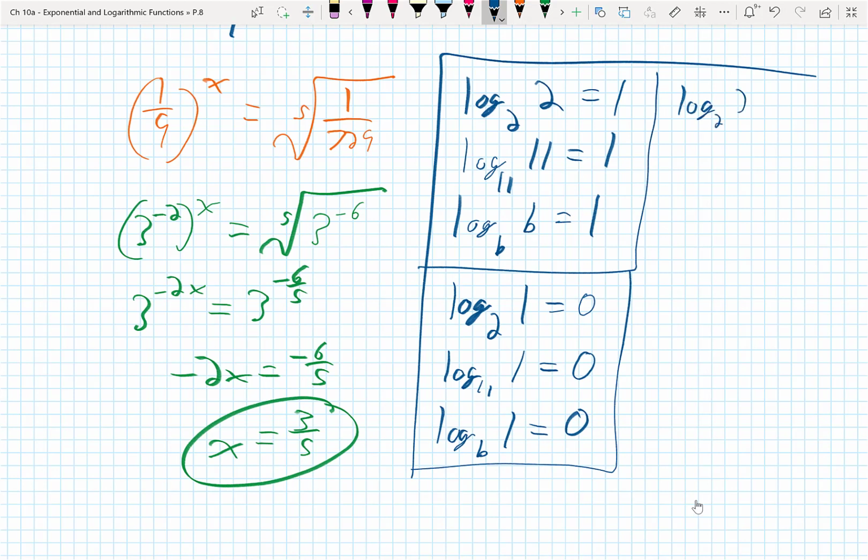Log base 2 of 2 to the x. 2 raised to what power gives you 2 to the x? Log base 11 of 11 to the x. Now let's get a rule down. Log base b of b to the x.